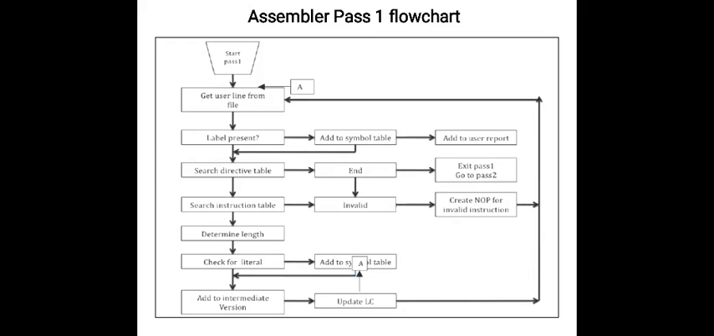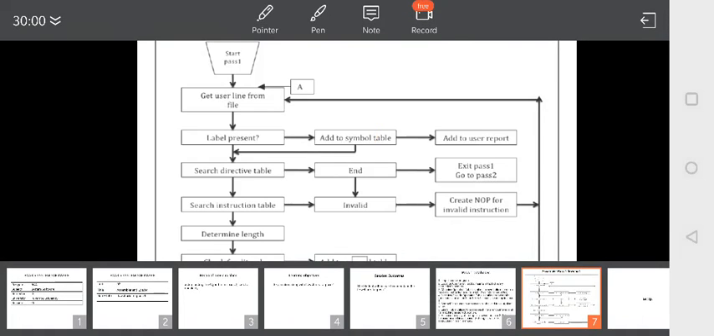First we have the start of pass 1. Once pass 1 of the assembler is started, we get the user line from the file, that is, we are going to scan the source code. From there we check whether a label is present. If we encounter a label, then that label will be added to the symbol table.